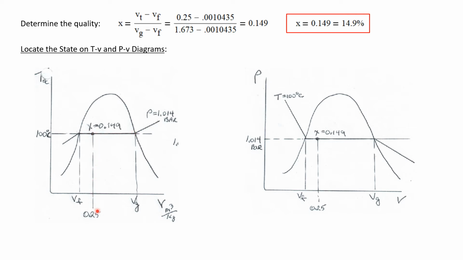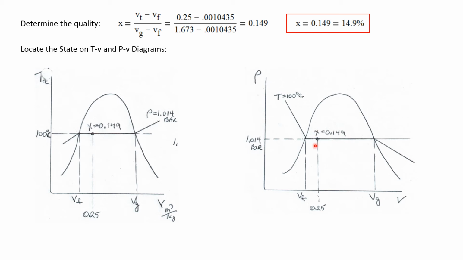And I'll show that. The specific volume of 0.25 is greater than V sub F and less than V sub G. Now on a PV diagram, the temperature line goes down to the right. Okay, and so that temperature would be 100 degrees C. The saturation pressure at 100 degrees C is 1.014 bar, so those lines overlap under the vapor dome.